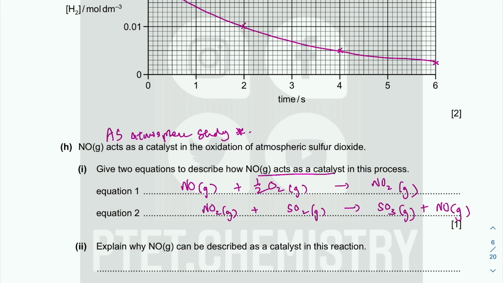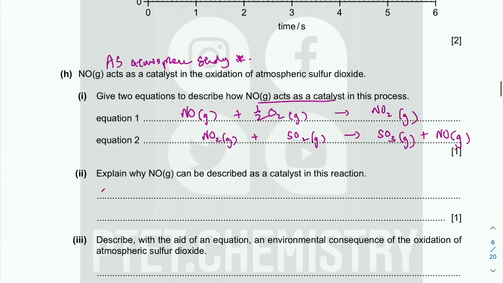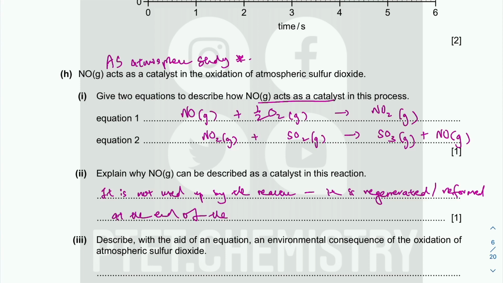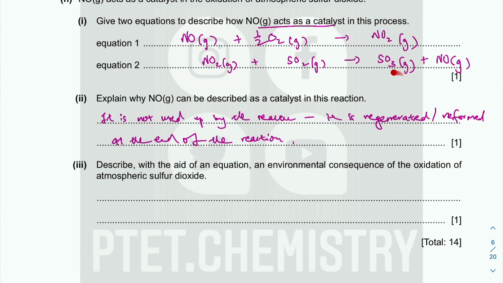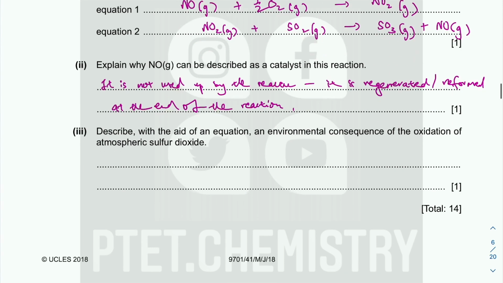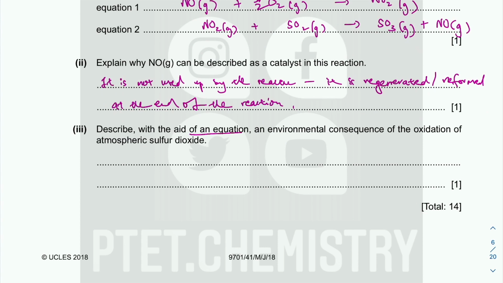Okay? So how is it a catalyst? It is not used up by the reaction. Meaning to say, it is regenerated or reformed at the end of the reaction, the reaction being the oxidation of SO2 to SO3 in the atmosphere without the conditions that you require for contact process. Yeah. Describe with the aid of an equation the consequence of the oxidation of atmospheric sulfur dioxide.